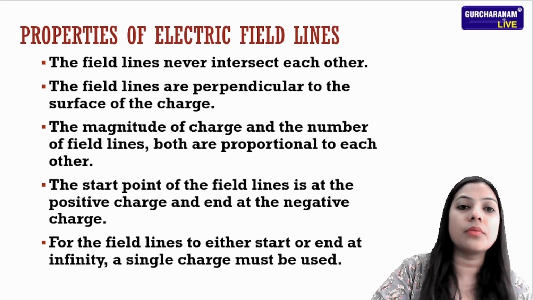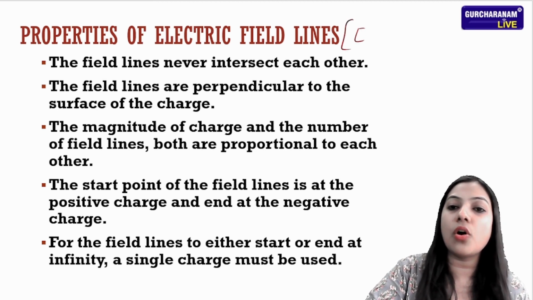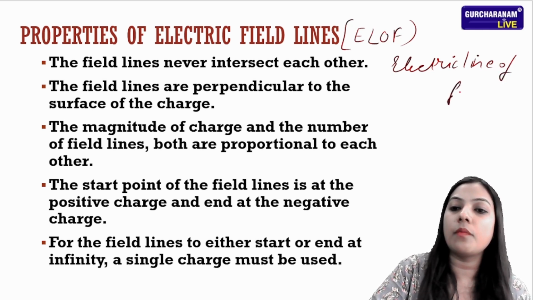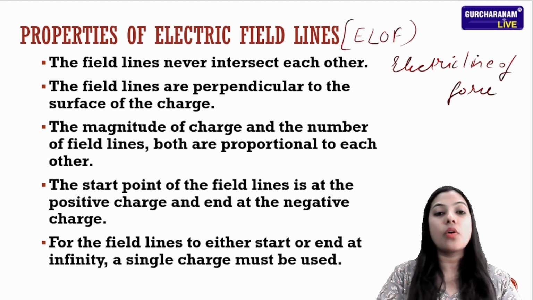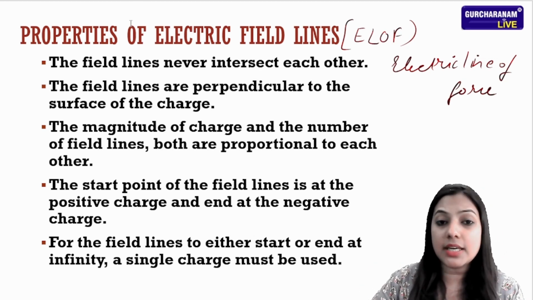Electric line of force. This is also known as electric line of force. So the first property is that the field lines never intersect each other.